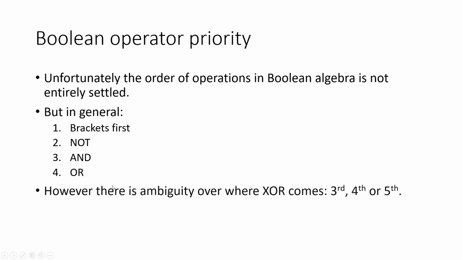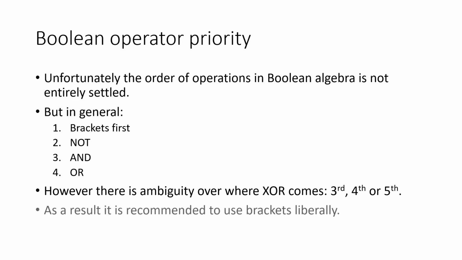Notice what's missing. XOR. Now some people say it should come in here, third place. Some say fourth place. Some say fifth. It's one of those things that not all mathematicians agree on, and Boolean math is a fairly small field to start with. So as a result, I strongly recommend you use brackets quite liberally anytime there's any chance at all of any confusion.